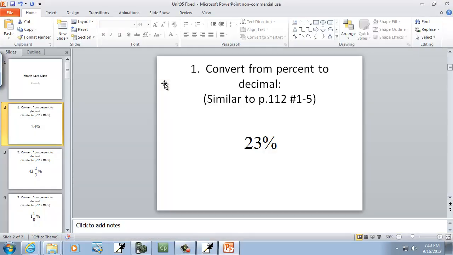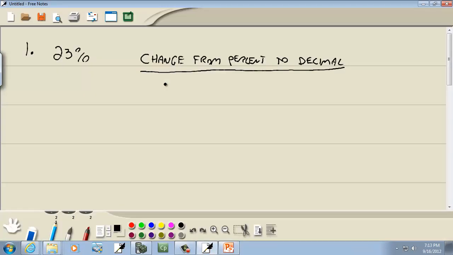Now some of these problems will have fractions in there. So the first step I'm going to put down here doesn't really apply to this problem, but it'll say get rid of fractions. And we'll do that with division, which we'll see. This one there is none. Let's carry down the 23%. And then change from percent to decimal.